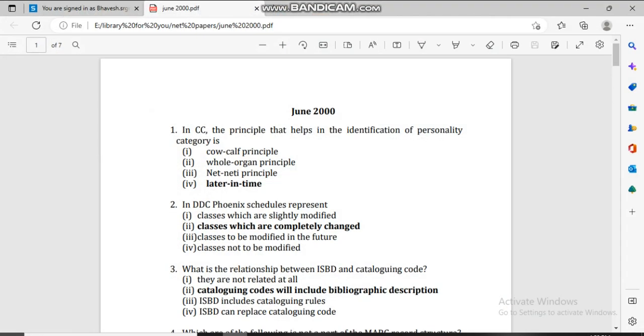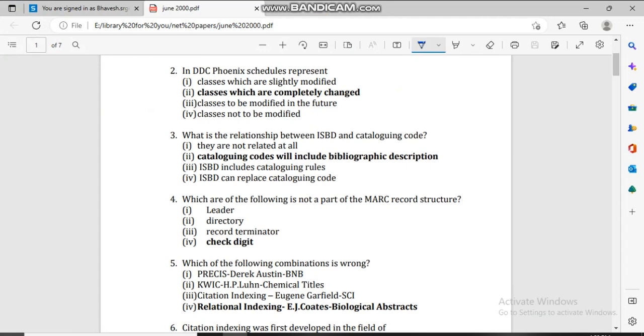हेलो फ्रेंड्स, आज हम बात करेंगे यूजीसी नेट के जून 2000 के लाइब्रेरी साइंस के पेपर के बारे में। फर्स्ट क्वेश्चन, इन सीसी द प्रिंसिपल दैट हेल्प्स इन द आइडेंटिफिकेशन ऑफ पर्सनालिटी कैटेगरी इज लेटर इन टाइम। In DDC, phonics schedules represent classes which are completely changed.